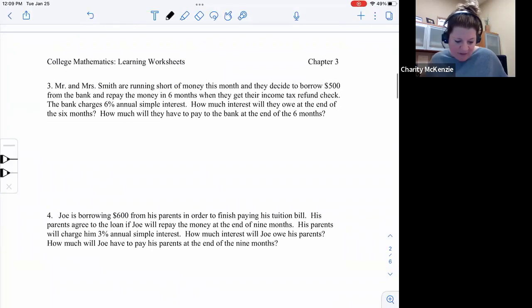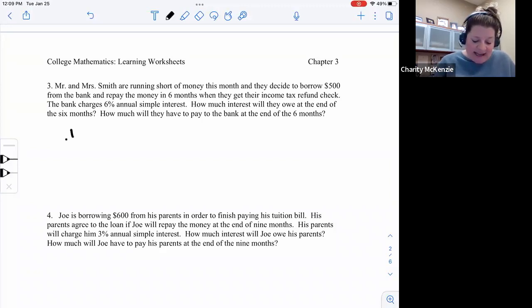Okay. So problem 3 has only half of a year, so it's a good one for us to do. Mr. and Mrs. Smith are running short of money this month, and they decide to borrow $500 from the bank and repay the money in 6 months. So it's not a full year. When they get their income tax refund check, the bank charges 6% annual simple interest. How much interest will they have at the end of 6 months?